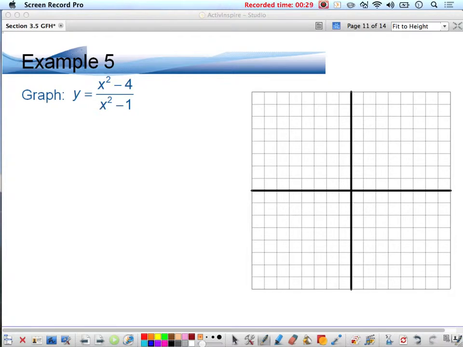Yes. All right. Well, I can look at this problem right here, and I know it has a horizontal asymptote where? At y equals 1, right? Okay, so there's a horizontal asymptote at y equals 1. Now I need to decide if it has any holes or vertical asymptotes. We do that by factoring the top and bottom.